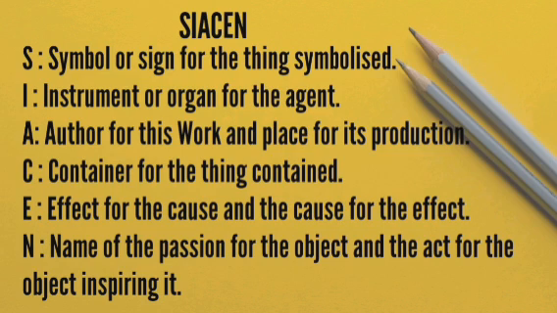Okay, so these varieties of metonymy are often reduced to 6, as I have told you in the beginning of this class only, by combining the effect for the cause and the cause for the effect into one, the author for his work and the place for his production into one, and name of the passion for the object and the act for the object inspiring it into one. So it is reduced down to 6. Okay, so these 6 are being mentioned by SIA CEN. Clear? I hope you have understood.